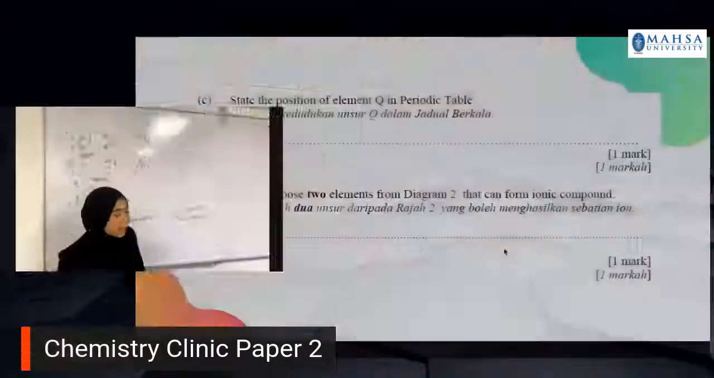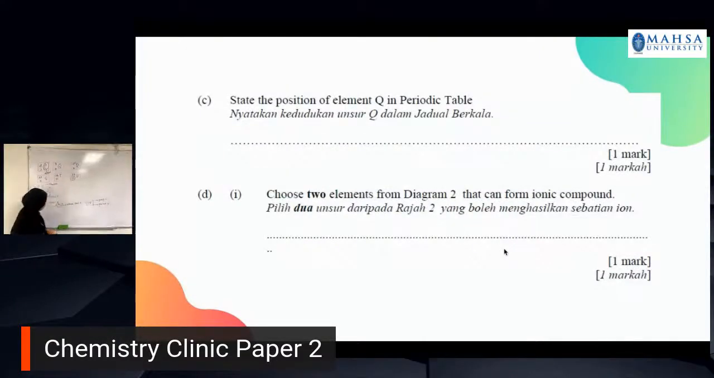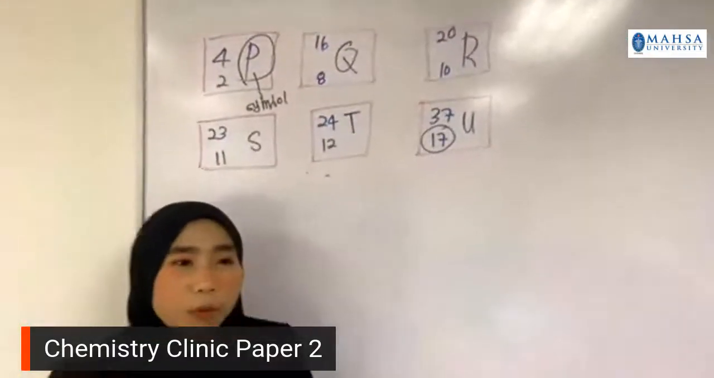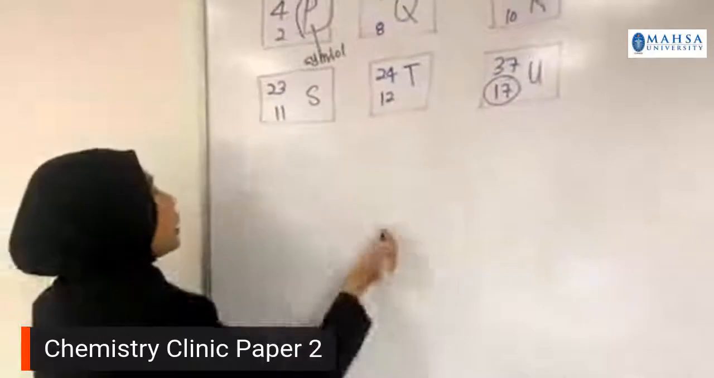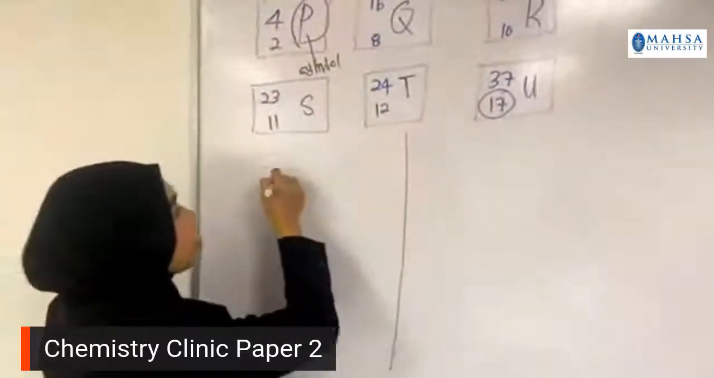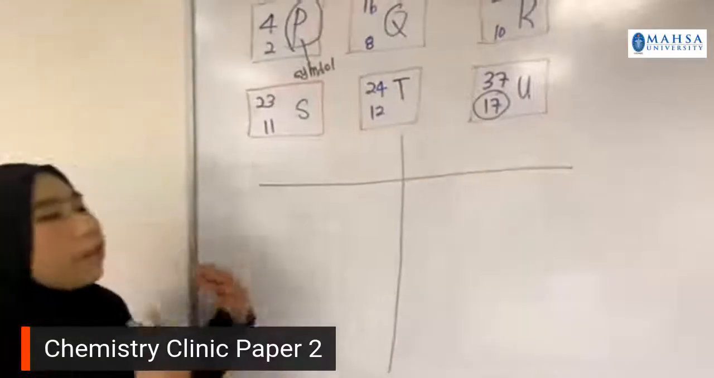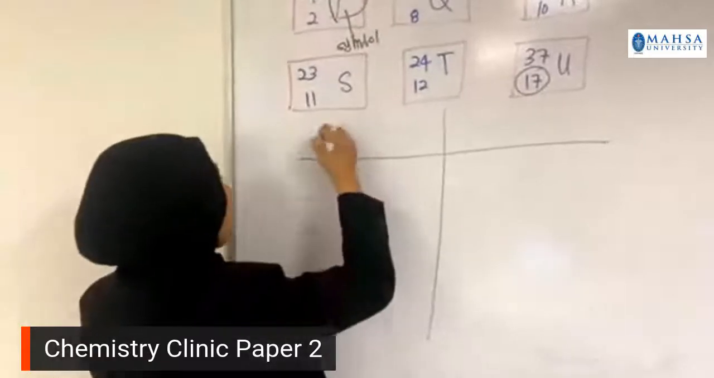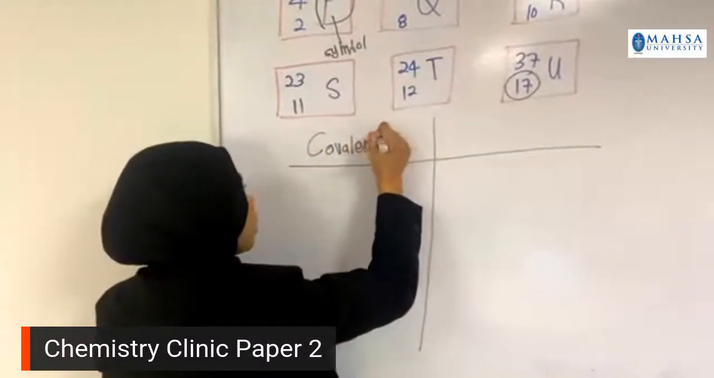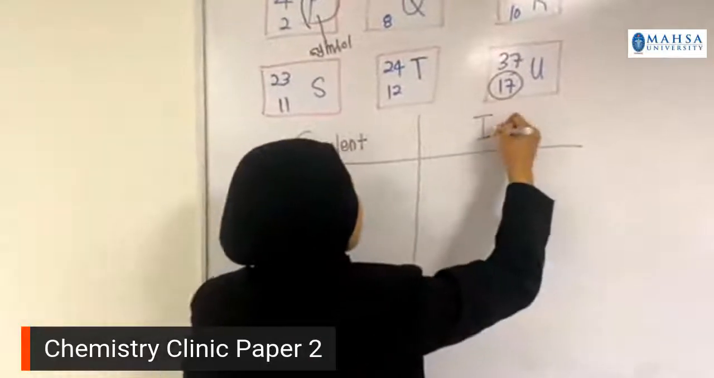Can we go for the next question, Mr. Alex? Sure. Okay, question D1. Choose 2 elements from diagram 2 that can form an ionic compound. Okay, good. The next question is already related to a different topic, the topic of chemical bonding. As you know, there are 2 types of chemical bonding. In order for you to answer that question, you need to know the type of bond that we are able to form. We have 2 types: the covalent bond and the ionic bond.